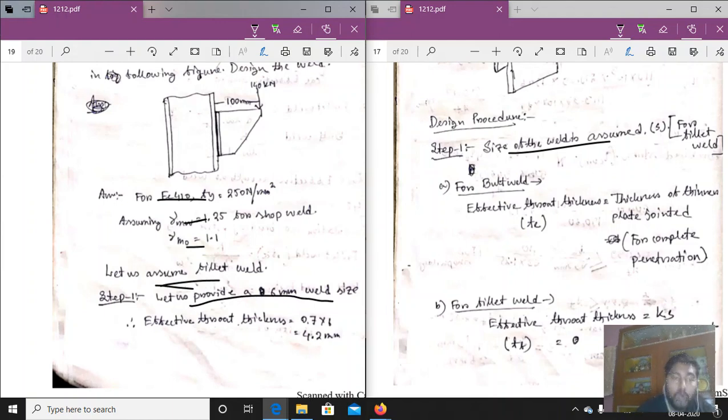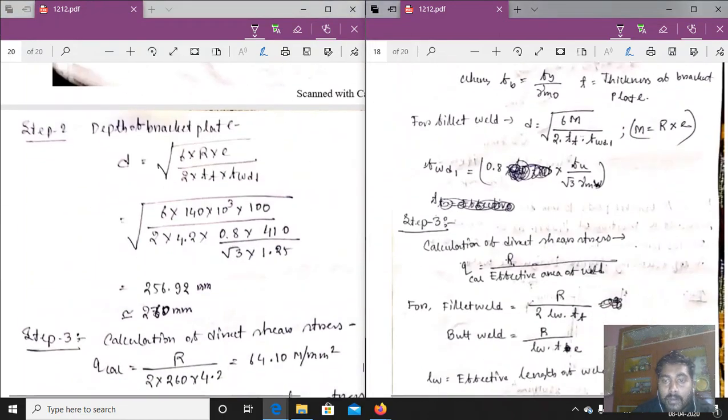So the effective throat thickness to be determined is equal to 0.7 into 6, that is equal to 4.2 mm. The effective throat thickness will be 4.2 mm. The calculation of the effective throat thickness is K into S, that is 0.7 into the size of the weld. This is what we are getting.